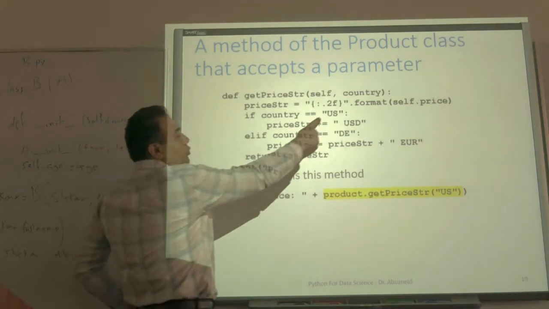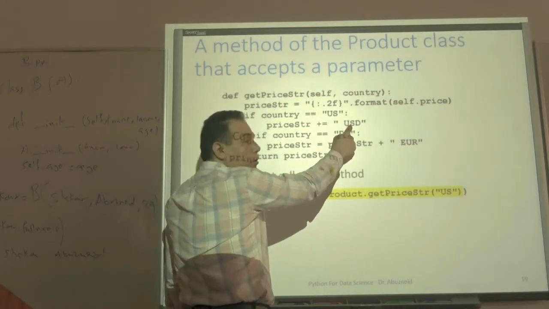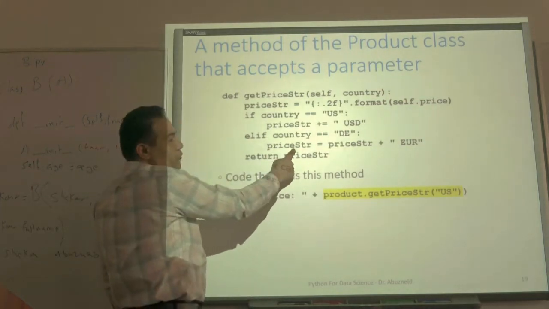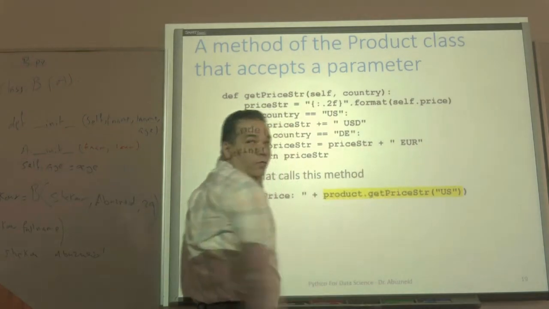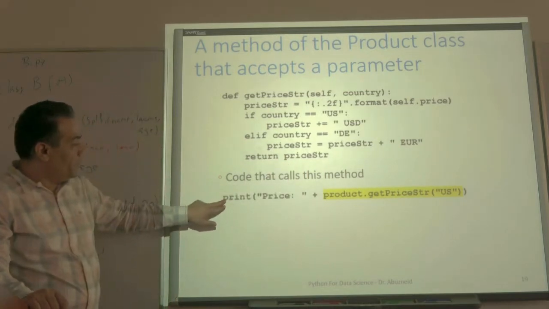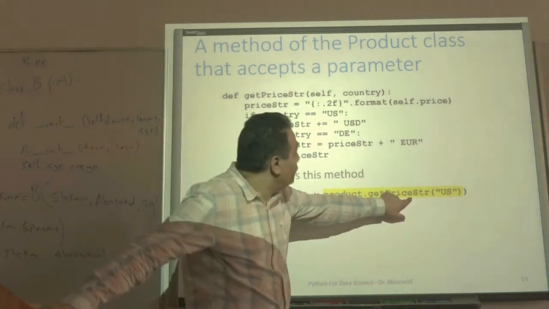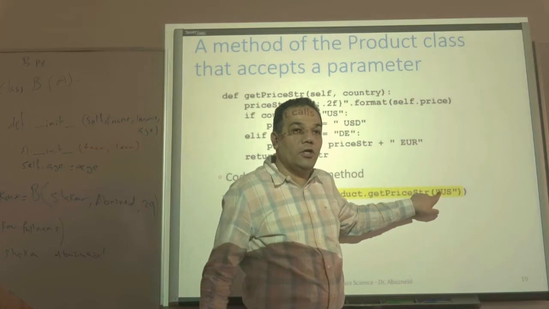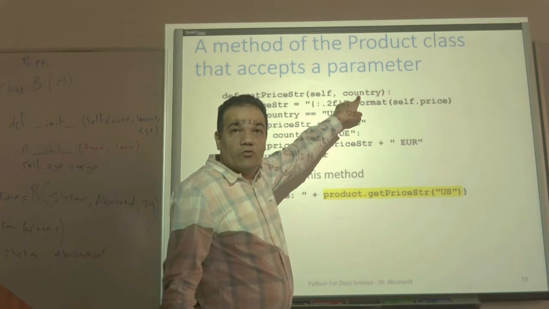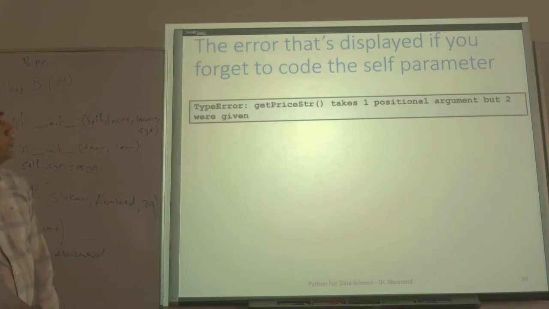So I'm saving it to the price string. If the country is US, then to the price string you add the US dollar. Else if country is DE, then price string plus euro, right? And return price string. So when you call this, print product dot get price string US. What is the US in here? The parameter that we passed, which is the country. So you could have the method accept parameters.